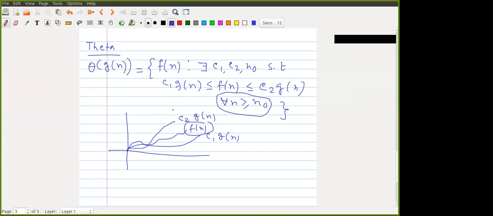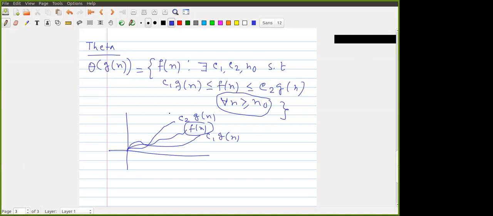So in some sense, g(n) is upper and lower bounding this function f(n), and c1 and c2 are constants. So it is giving me a very accurate representation of my function. You understand my point? This is not just an upper bound or lower bound, as somebody said, like n square is omega of n.